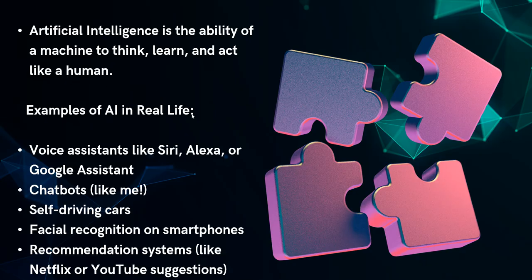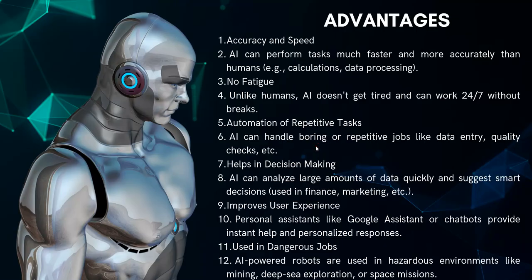Example of AI in real life. Voice assistants like Siri, Alexa or Google Assistant. You can ask anytime any question, it will give you the reply for that. Chatbot like me, self-driving cars, facial recognition on smartphones, recommendation systems like Netflix or YouTube suggestions.